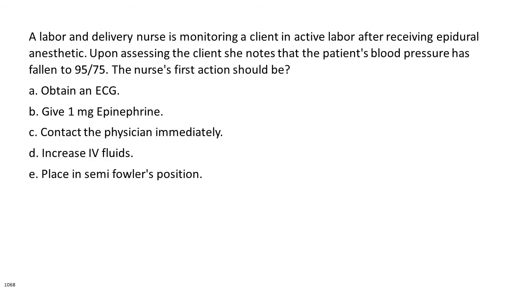A labor and delivery nurse is monitoring a client in active labor after receiving epidural anesthetic. Upon assessing the client, she notes that the patient's blood pressure has fallen to 95/75 mm of mercury. The nurse's first action should be: A. Obtain an ECG. B. Give 1 mg epinephrine. C. Contact the physician immediately. D. Increase IV fluids. E. Place in semi-Fowler's position.